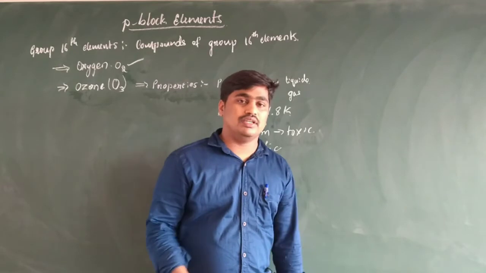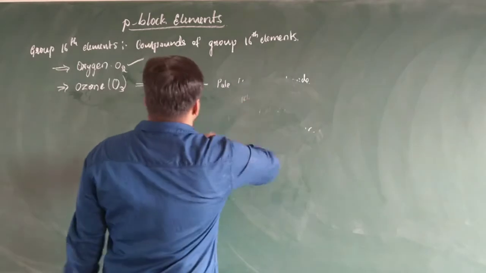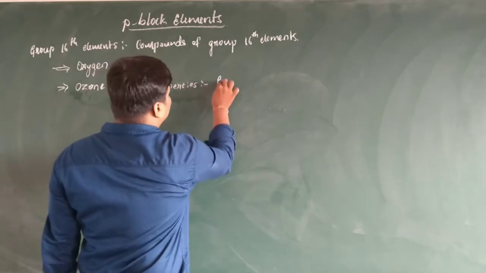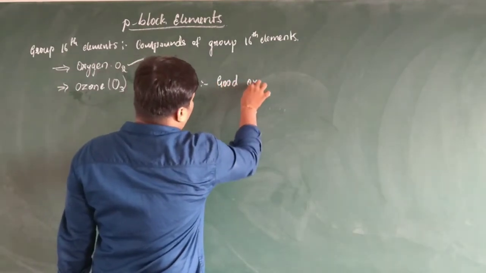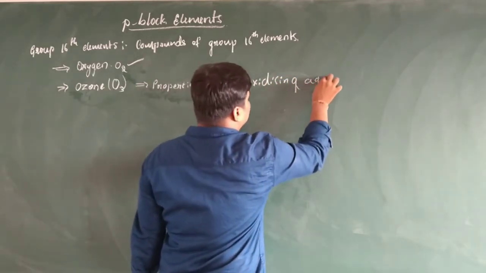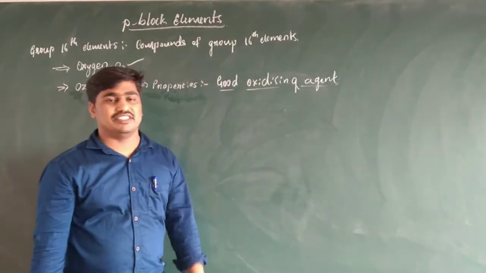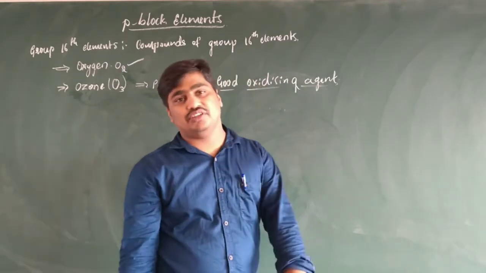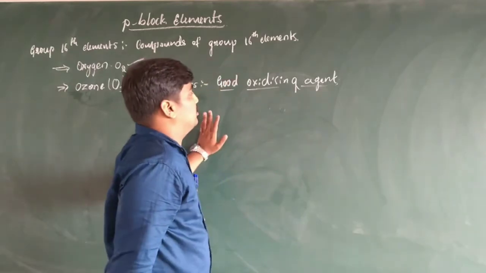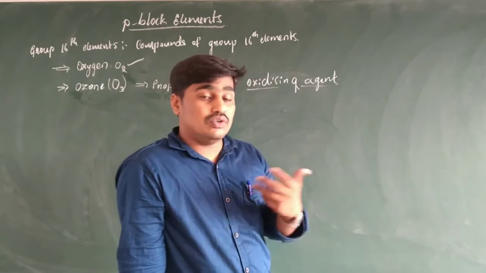Next, what are the physical properties of ozone? Sorry, the chemical properties of ozone. Ozone is a good oxidizing agent. What is the reason for this? There is a possibility of a question being asked based on this concept: justify that ozone is a good oxidizing agent. What is the reason for this oxidation property of ozone?